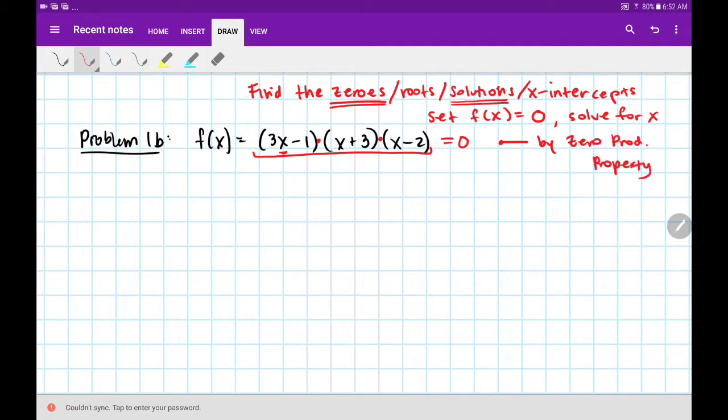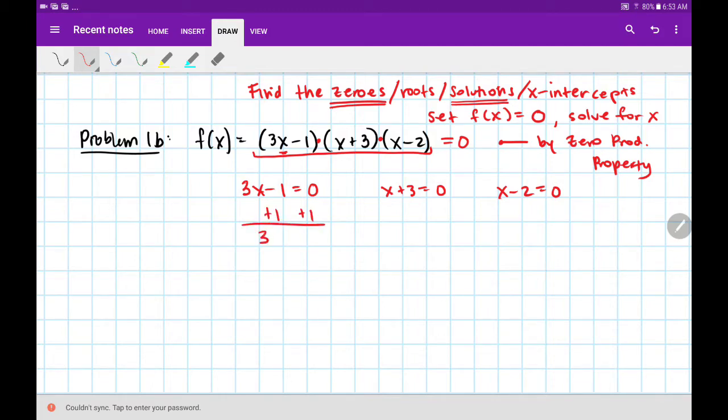I know that 3x minus 1 can equal 0, the x plus 3 can equal 0, or the x minus 2 can equal 0. If any of these is true, then the entire expression will equal 0. So we just have to solve for x.